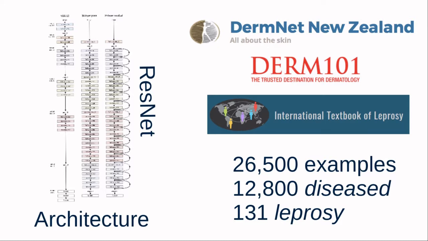As far as the data that I have used for training is concerned, the negative data came from pictures of celebrities with healthy skins, whereas the positive data, the data of skin diseases, came from DermNet New Zealand, Derm101, both having large corpora of dermatological information, and the International Textbook of Leprosy, which contained a large amount of leprosy information. All in all, I had over 26,000 examples of human skin, out of which almost 13,000 diseased, but only 131 pertaining to leprosy.